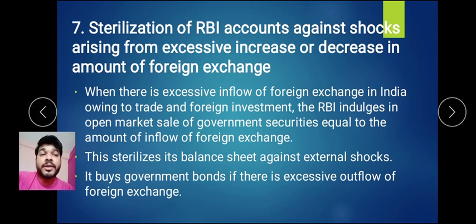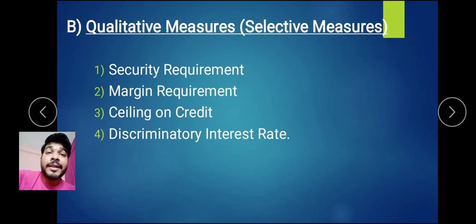So RBI tries to check, or we can say analyze, their balance sheet, everything that is happening: what is being done in the open market, what percent of sale and purchase of government securities is done, how foreign investment is going, how much foreign reserves there are, how many government bonds they hold, and what the outflow of foreign exchange is. So that gives us the account, and they know whether the government is in loss or profit by sterilizing the account. Then the qualitative changes, that is selective measures, that is security requirement.